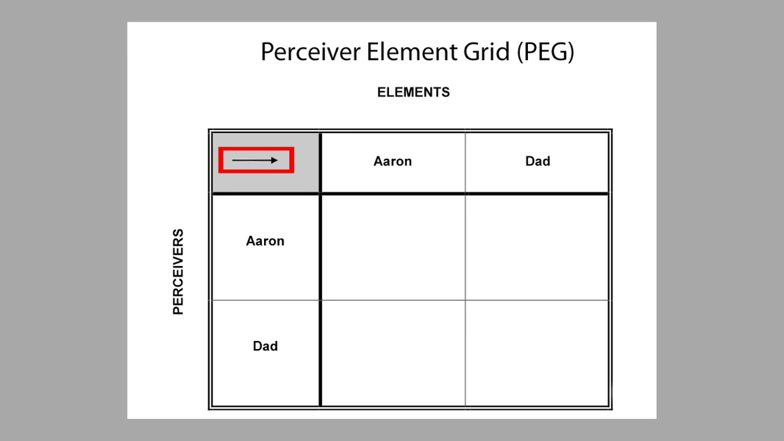Yeah. You'll notice there's an arrow there at the top on the left. That's to remind you that we read the grid from left to right. So Aaron as perceiver, looking at Aaron himself, and Aaron looking at his father. It's like the arrows going from left to right. Okay? Because sometimes people get it confused and think, oh gosh, which way around did it go? And that just ensures that we don't start reading it wrongly.